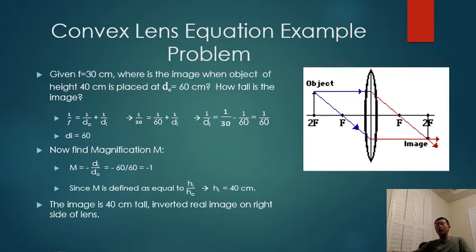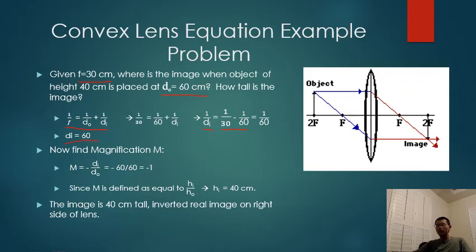To solve the problem analytically, we must use the thin lens equation, 1 divided by f equals 1 divided by do plus 1 divided by di. We know that f equals 30 centimeters, and we know that do equals 60 centimeters. We can manipulate the equation to get that 1 divided by di equals 1 divided by f minus 1 divided by do. We find out that di equals 60 centimeters.